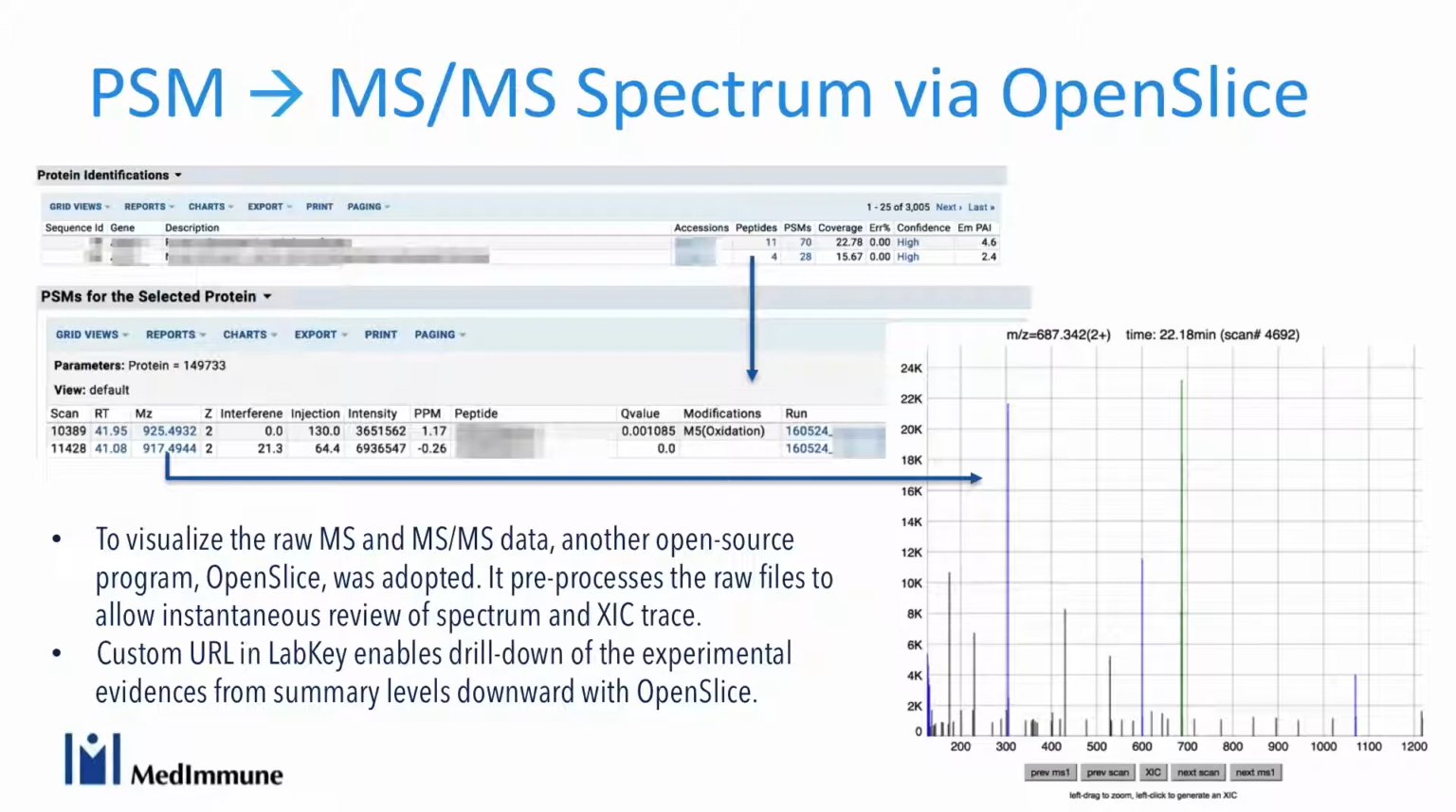But you access them through a custom URL right here for the peptides, and you program the URL so that when you click that, it'll pop up a spectrum for you. And you can also look at the TIC trace and select the XIC trace. So we can actually achieve access to the raw data by extension, through a link to another piece of open source software.